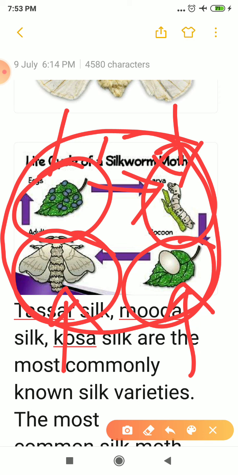When this larva or caterpillar is ready, it starts making filaments, white filaments or whatever color it is, and makes this cocoon, puts itself inside the cocoon, closes it, and is transformed into an adult silk moth.